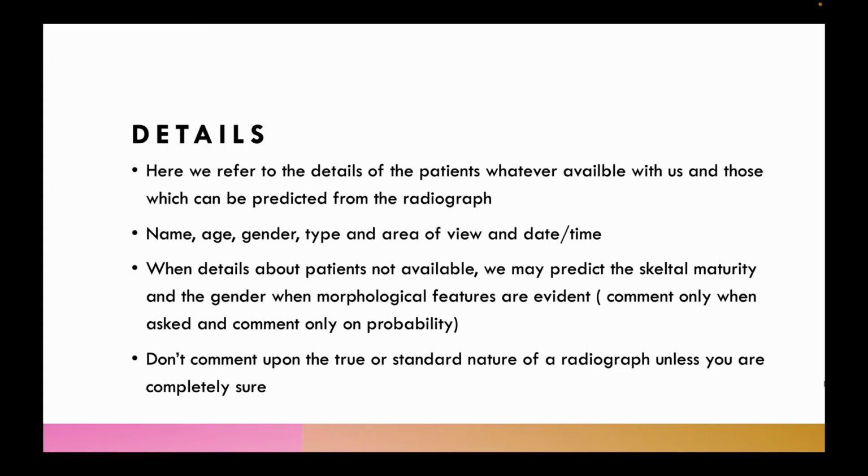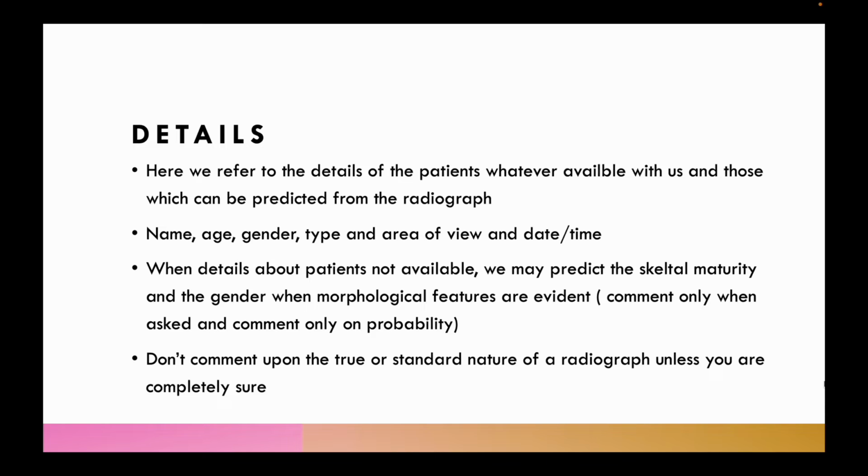First, details. Here we refer to the details of the patient which are available with us and those which can be predicted by the radiographic anatomy of the bone that has been visualized. The details can include name, age, gender, type and area of the view. Like we are describing the radiograph of pelvis with both hip. This can be the area of the view, and type, whether the view is AP or lateral, then that would be the type of view. And we can include true or non-true nature of the radiograph if we are sure. Then it will also include the date and time of the radiograph when it is available.